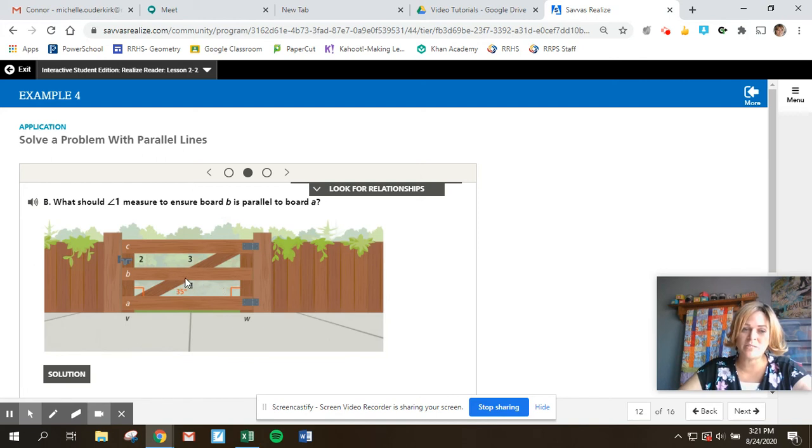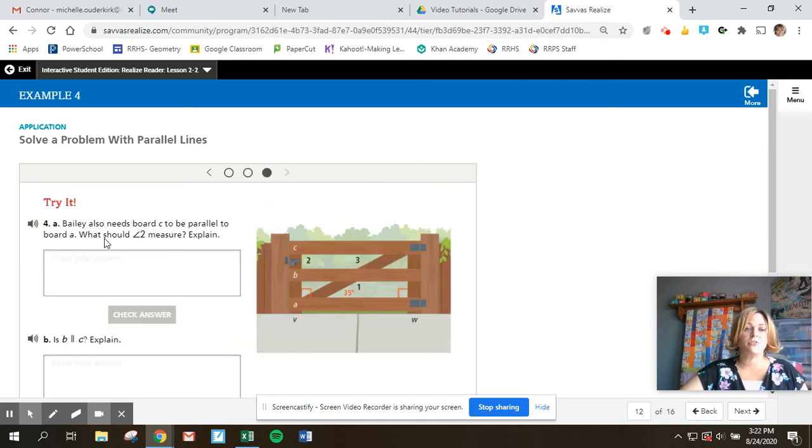So I'm hoping you see this capital C right there. It's kind of tilted. But these angles are same side interior. And if we want to prove that they're parallel, then this angle and 35 degrees should add up to 180. They should be supplementary. I'm going to let you do the math on that.